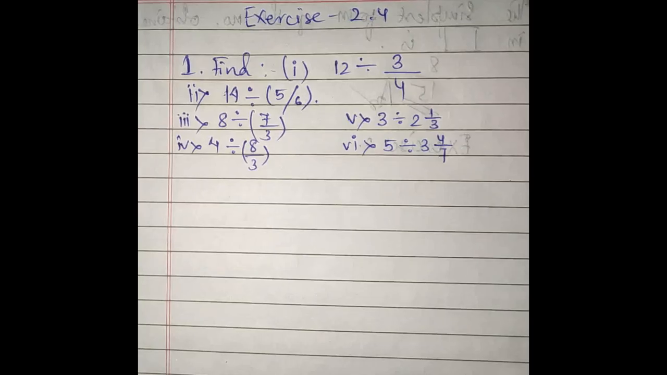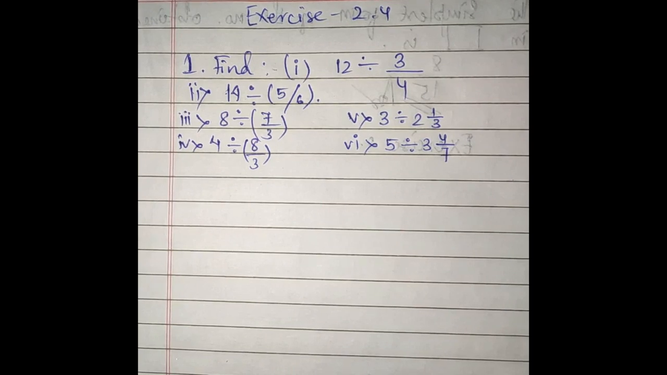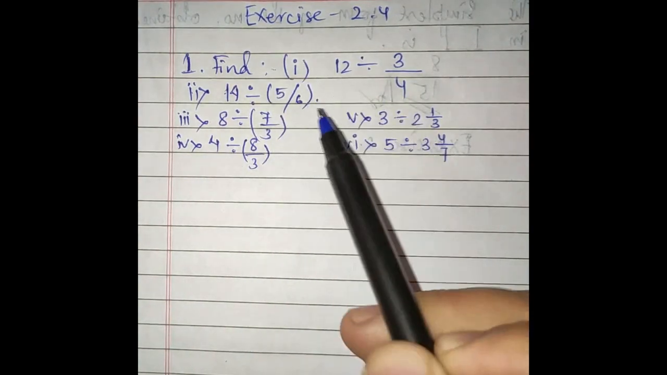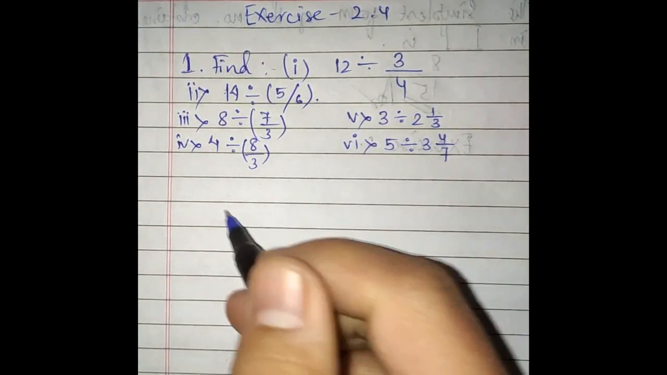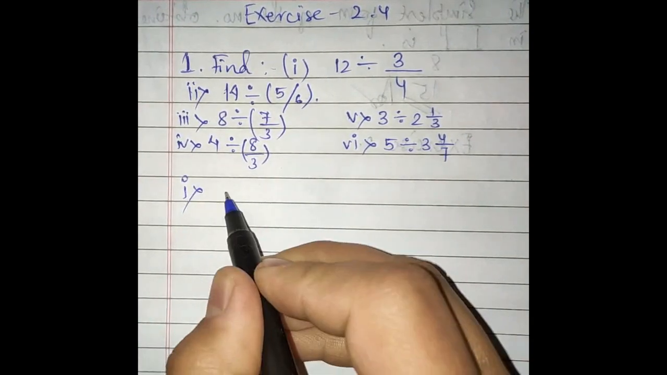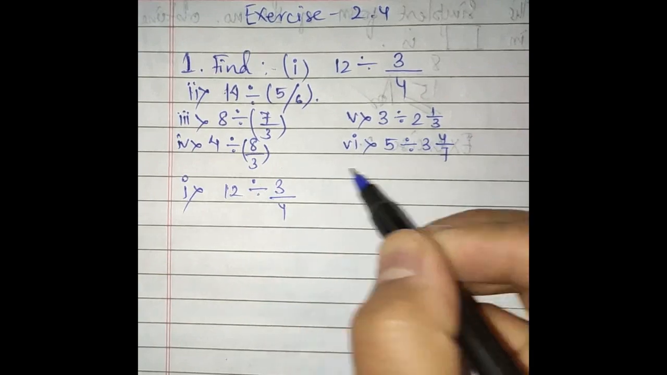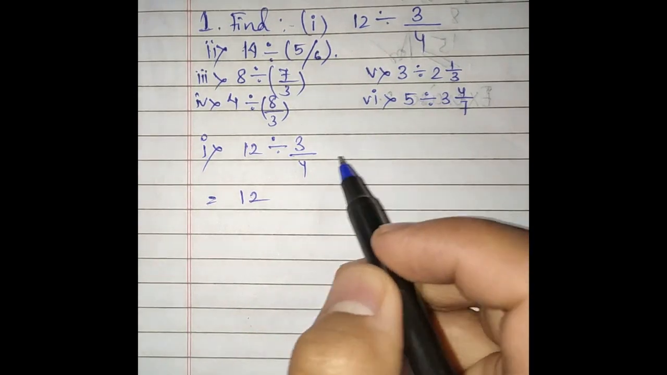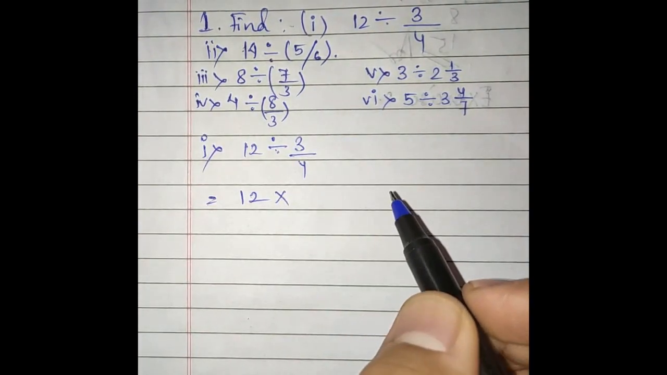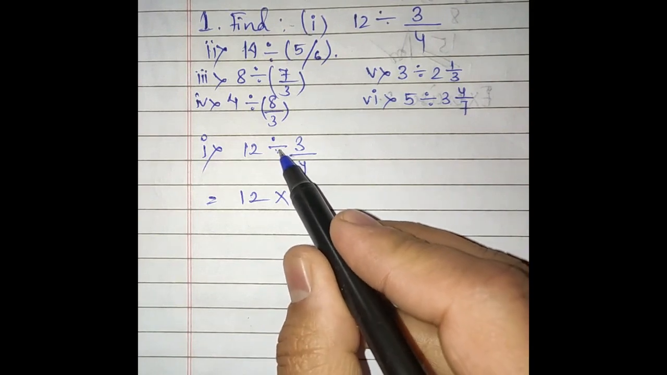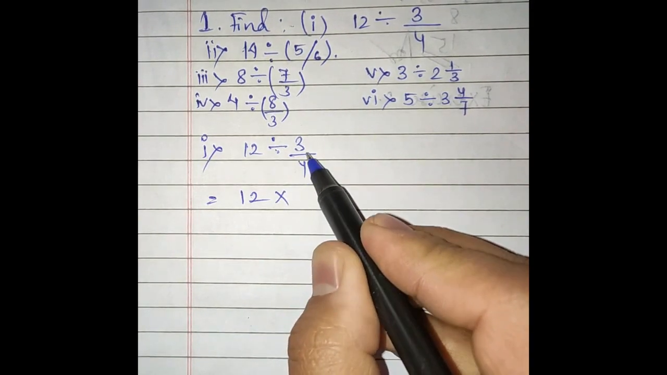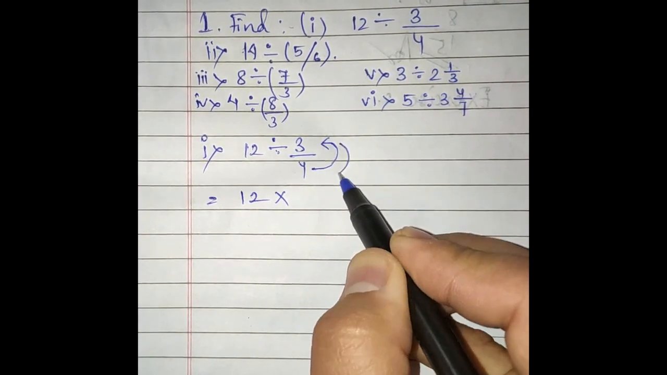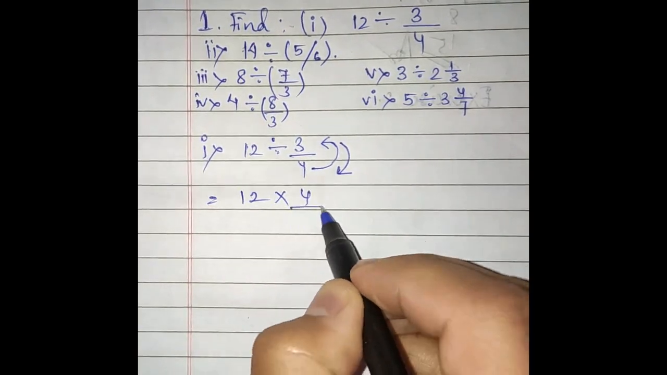Okay. So students, let us start solving exercise 2.4. The first question we have is to find the value of these 6 questions, which we are going to solve one by one here. Number 1, 12 divided by 3 by 4. To solve this problem, we have to convert this divide sign into multiply, right? And what will happen when we convert this divide sign into multiply? This fraction will get interchanged. That is, this denominator will become the numerator and this numerator will become the denominator. Okay, so it is like 4 by 3.